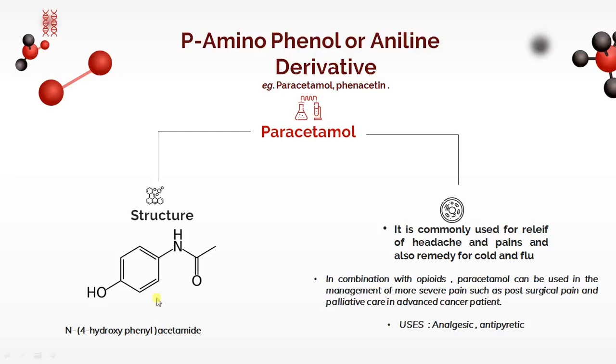The structure of paracetamol is hydroxyphenyl acetamide. This is acetamide, CH3CONH2. This is phenyl, and this is 4-hydroxy. This N means the acetamide is substituted with the hydroxyphenyl.